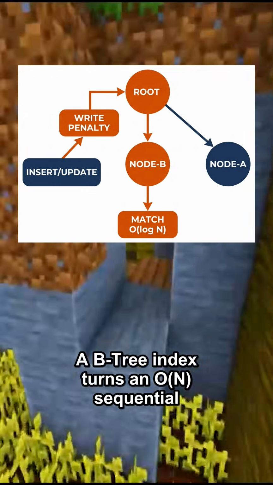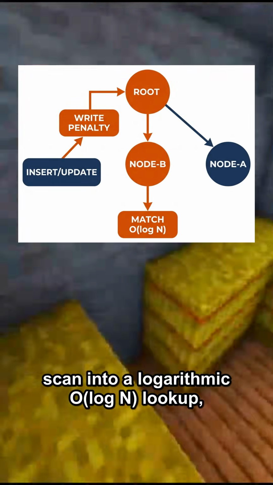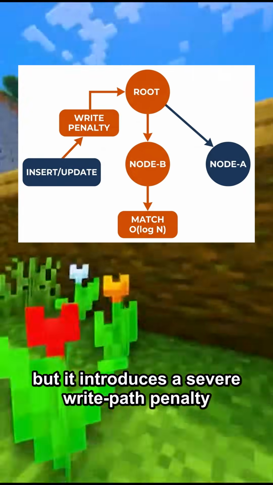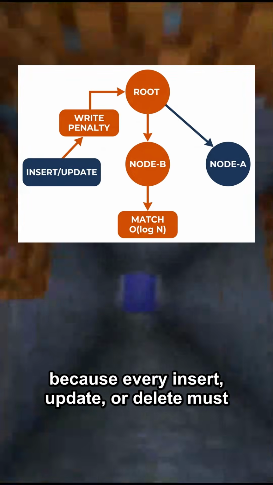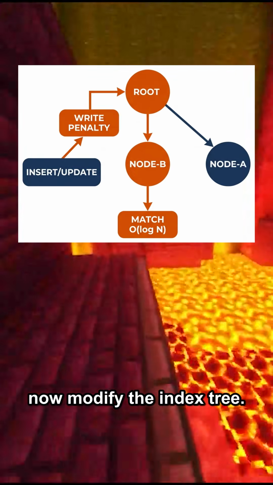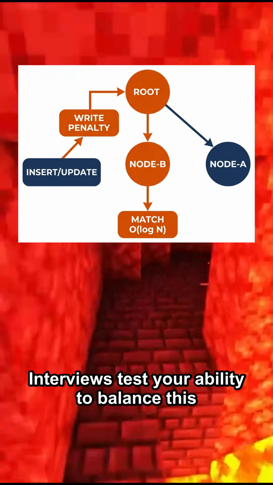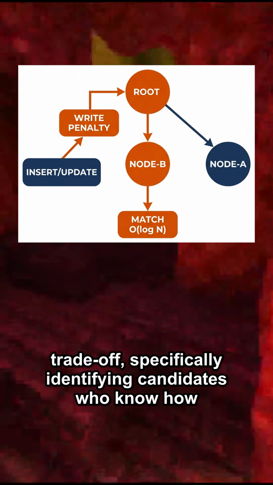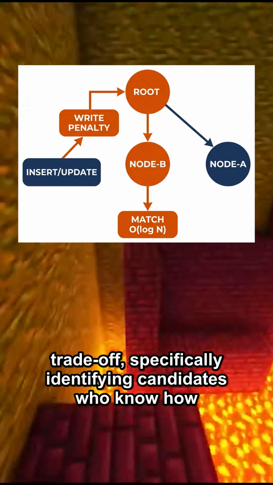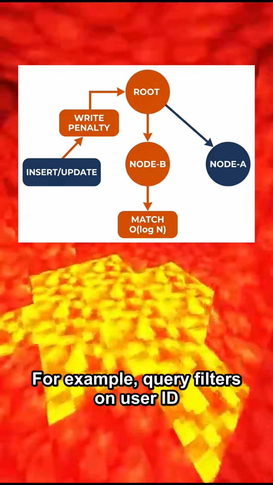A B-tree index turns an O(n) sequential scan into a logarithmic O(log n) lookup, but it introduces a severe write path penalty because every insert, update, or delete must now modify the index tree. Interviews test your ability to balance this trade-off, specifically identifying candidates who know how write amplification affects throughput.